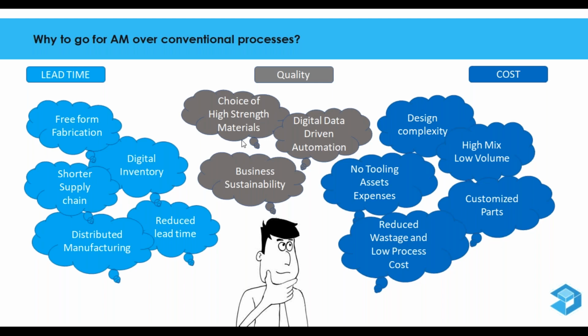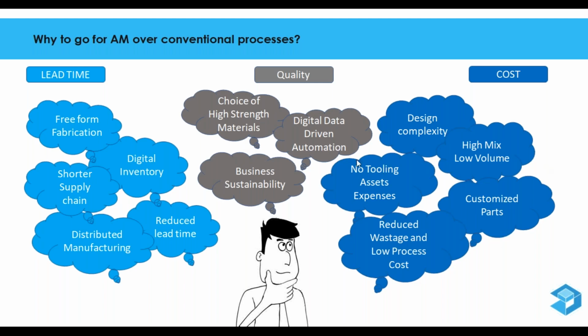On the quality side, you can choose good strength materials. You can have digital data-driven automation, and you can have traceability and business sustainability through AM. You don't have to keep a lot of parts made to be used later on. You can do it on the go.